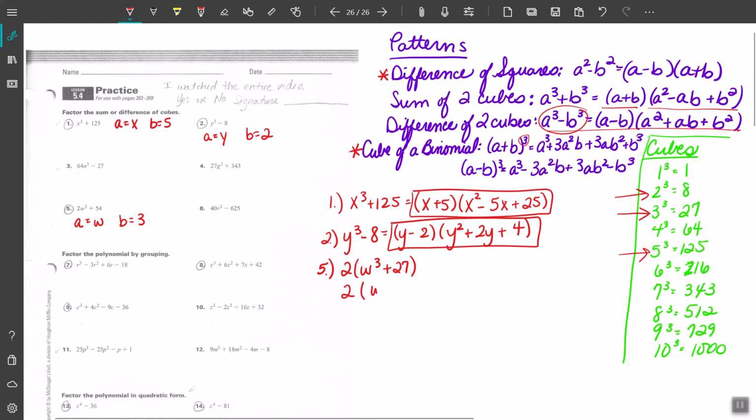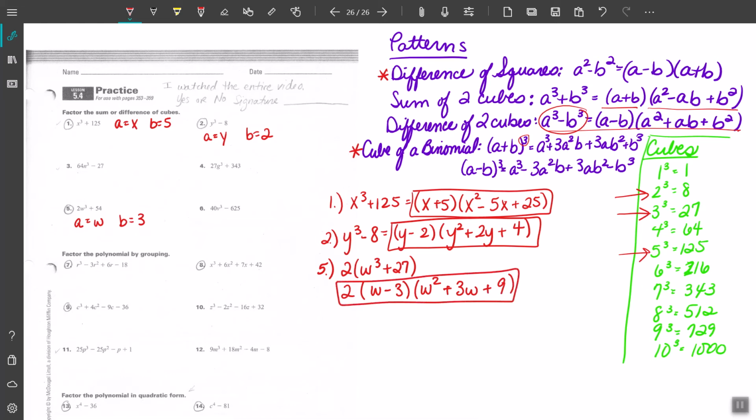So I'm going to write a minus b, so w minus 3. My a squared will be w squared plus, I'm multiplying a and b up here for my middle term, so that's going to be 3w. And then my last term is going to be b squared, which would be 9. Right? And so this is factored now, that cubic polynomial.